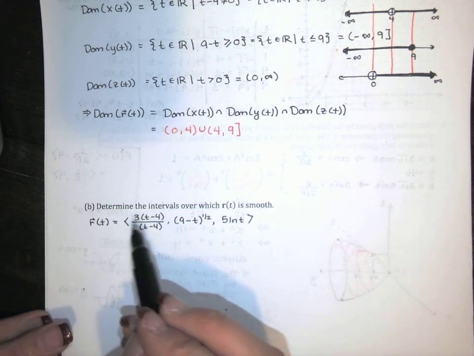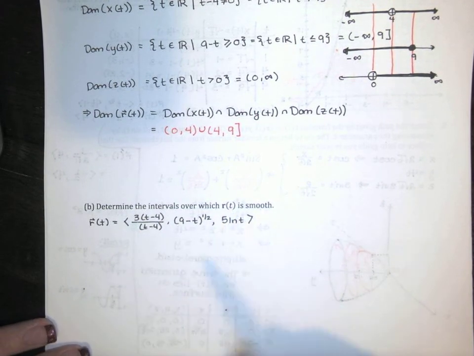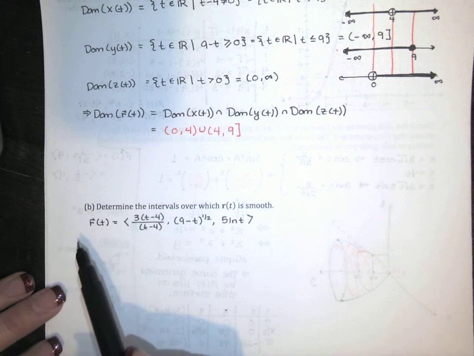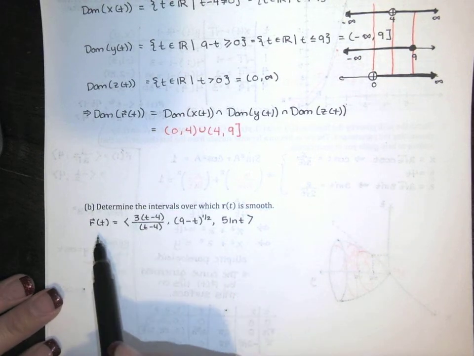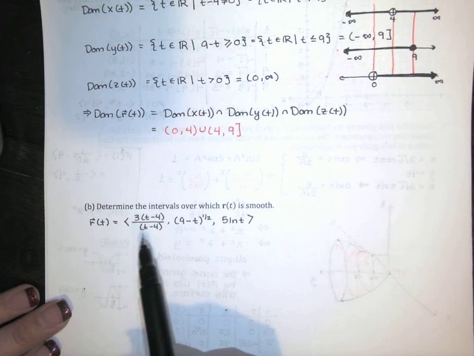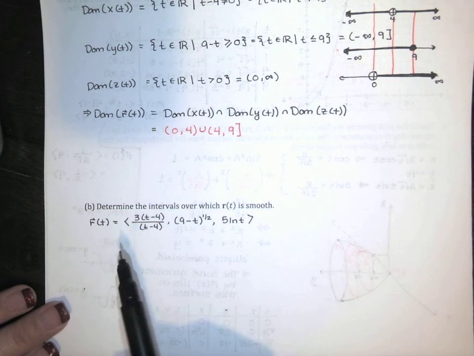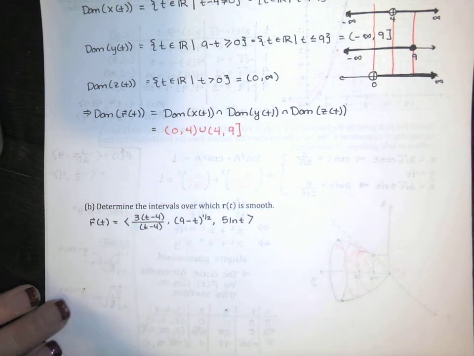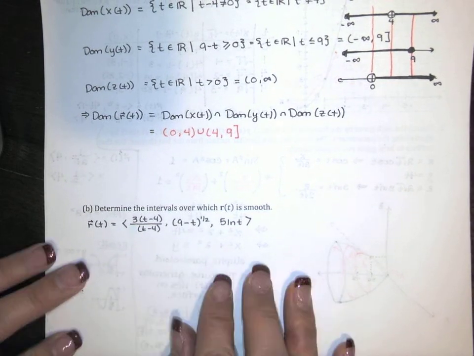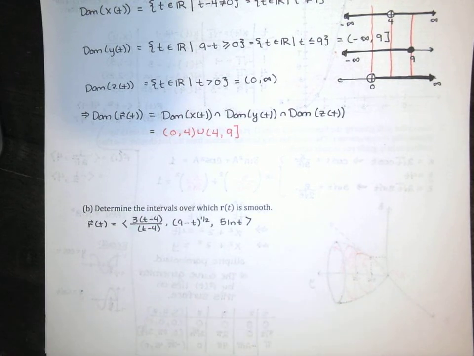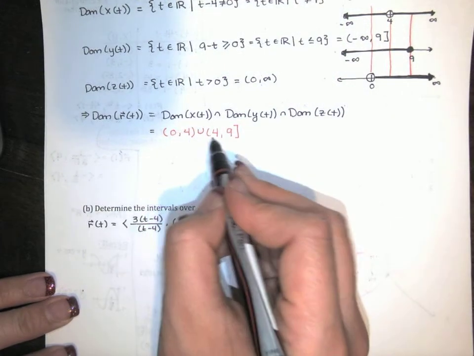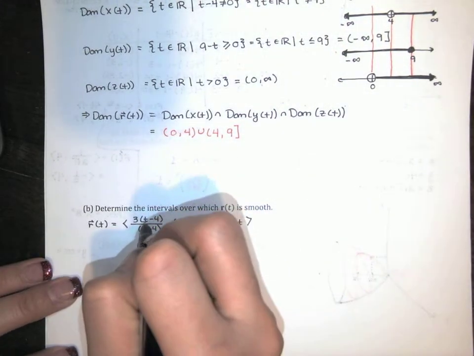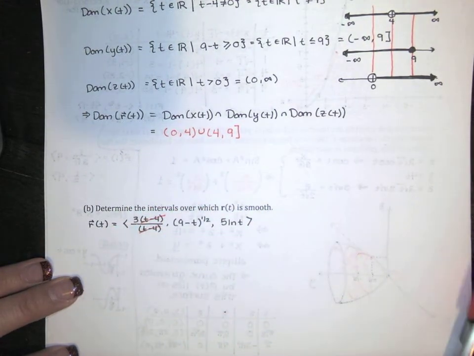Now remember, r of t is smooth, and the curve generated by r of t is smooth, when you take the derivative of this and that vector r prime of t is not equal to the 0 vector. So x prime, y prime, and z prime aren't 0 at the same time. Now before I differentiate, I'm going to simplify. As long as t is not equal to 4, and remember t equals 4 is not in our domain, x of t is just 3.